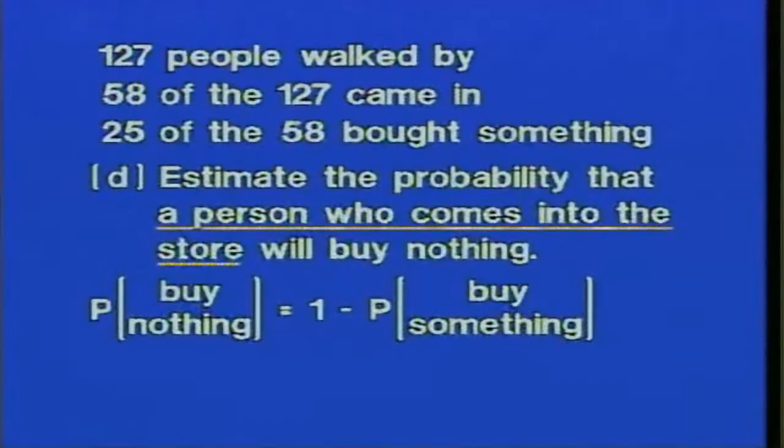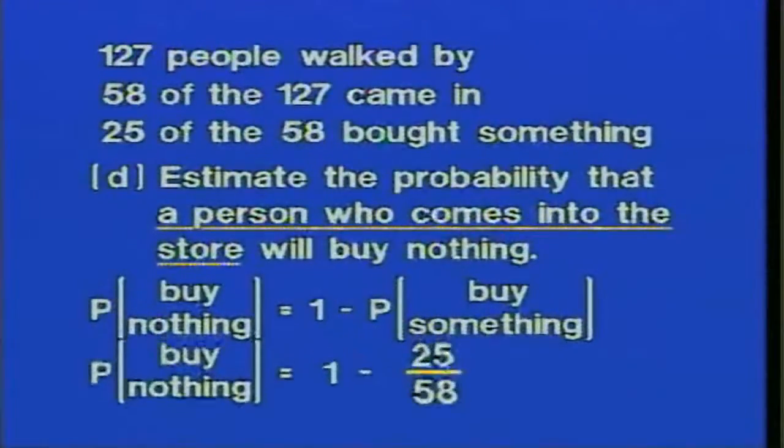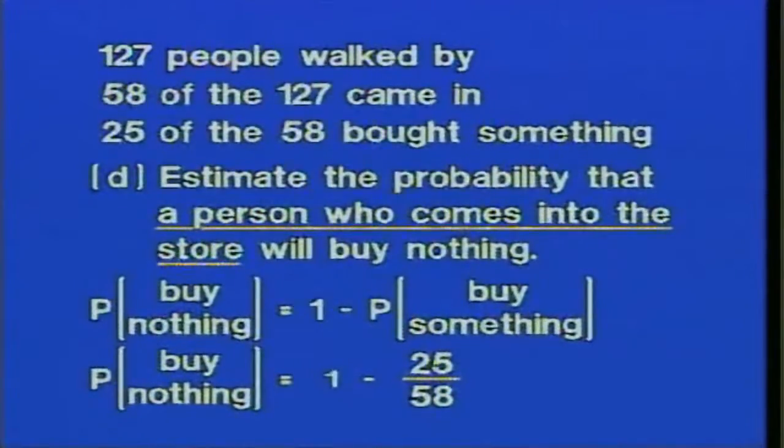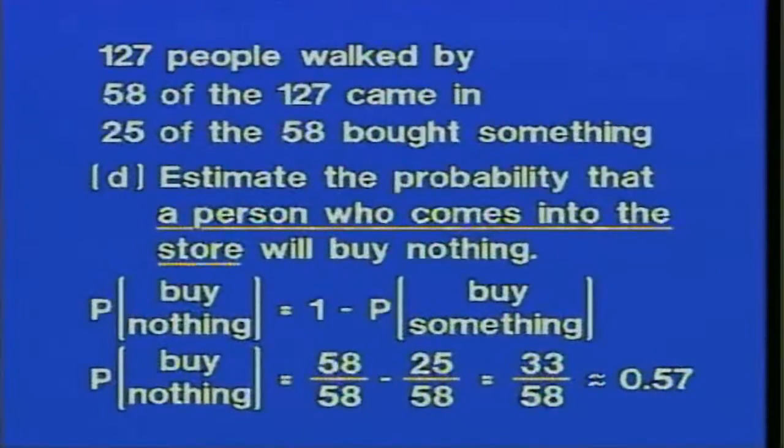So the probability of buying something, given that someone comes into the store, is going to be the 25 out of 58, the 25 over 58 number that we calculated before. So this is 1 minus 25 over 58. 1 is 58 over 58. And subtracting here, we get 33 over 58, or 0.57, as the probability that a person selected at random from this group will buy nothing.